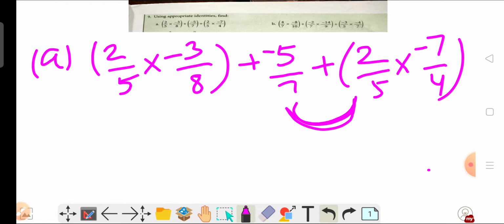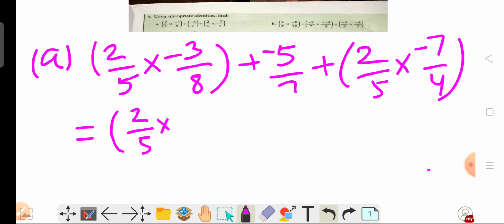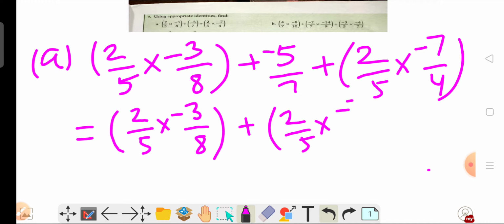Look here, in these two we have to use the associative property of addition. So by using the associative property of addition, the result is equal to 2 by 5 multiplied by minus 3 by 8 plus 2 by 5 multiplied by minus 7 by 4 plus minus 5 by 7. So our question is equal to this by using the commutative property of addition.